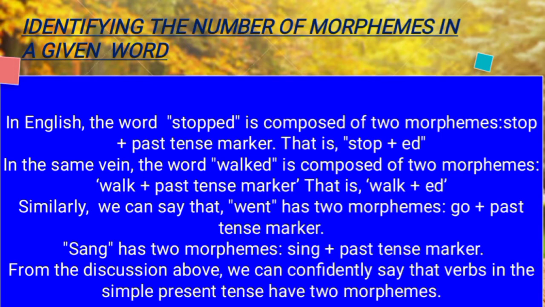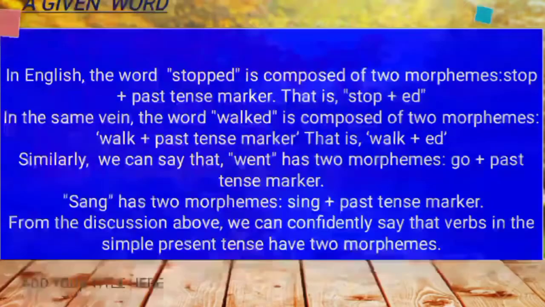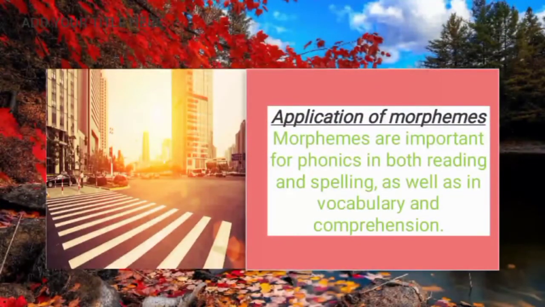From the discussion above, we can confidently say that verbs in the simple present tense have 2 morphemes. Application of morphemes. Morphemes are important for phonics in both reading and spelling, as well as in vocabulary and comprehension.